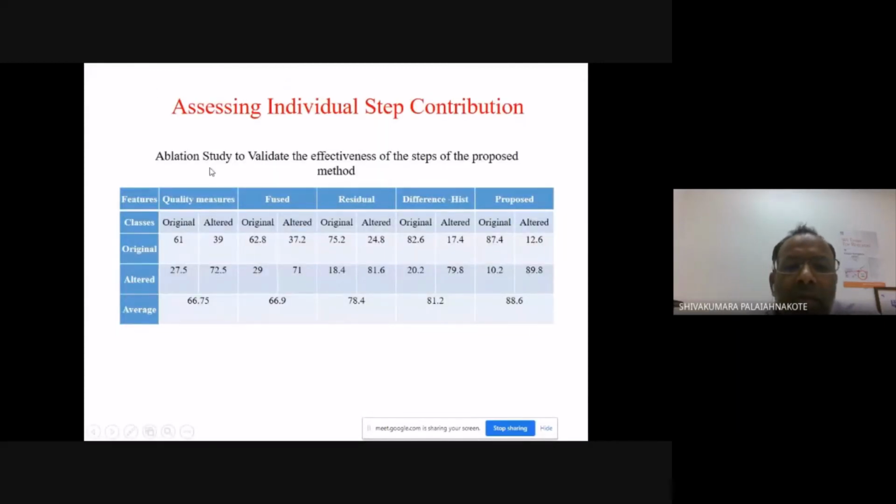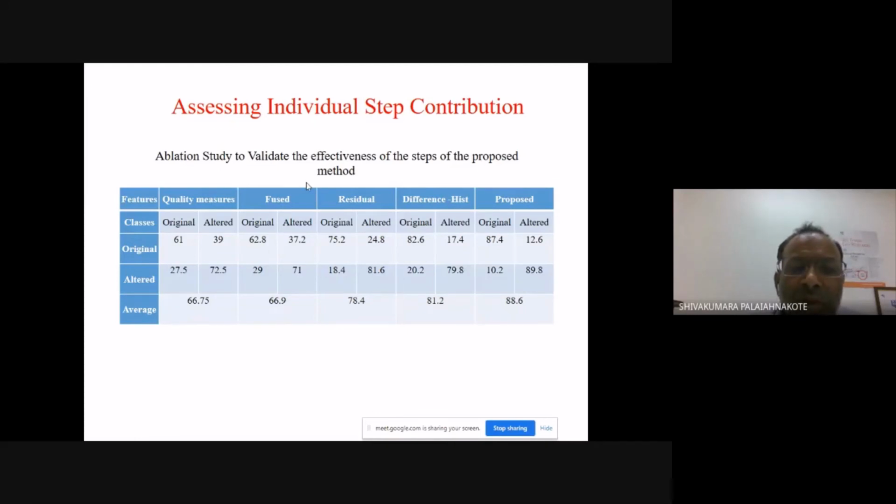This is what we call an ablation study. I think many of you don't know this word ablation, though it's very common now. Ablation means you are trying to justify or show the effectiveness of each step of your method. So see, only quality measures: what is the accuracy, what is the final result; only the fused image, only the residual, only the difference between histograms, and the final proposed method. This is very important, and that's the reason I'm trying to explain it here.